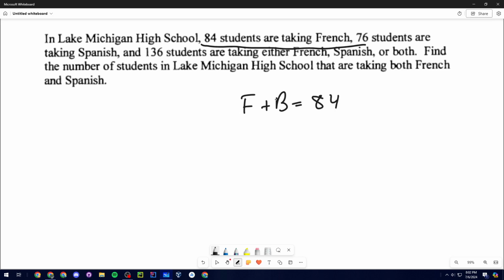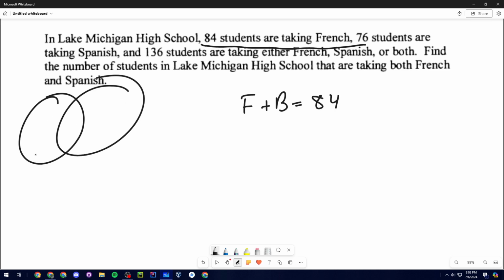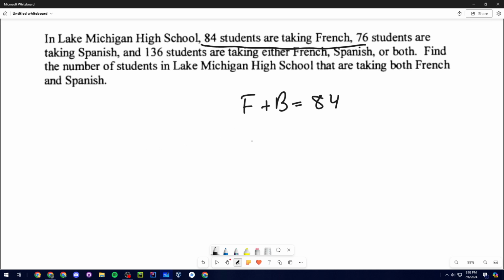Why is it F plus B? I'll draw the picture to see what I mean, but this is only F, with no intersection. This is B. See how F plus B makes up the entirety of French? So that's why it works. So F plus B is equal to 84. S plus B is equal to 76. F plus S plus B, which is all the people in the school, is 136.